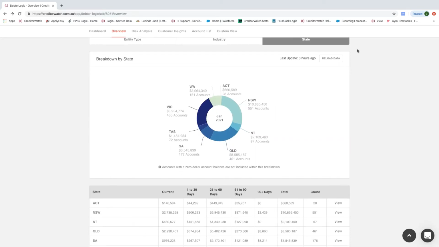Again, we'll move into state. Same goes. You're seeing a visual breakdown. You're seeing the list below, how many accounts, the outstanding amount in that portion. So again, you can use this information to target states that are struggling a little bit more at the moment. But really nice to have additional information in this second overview.